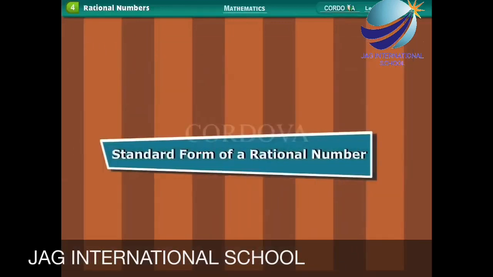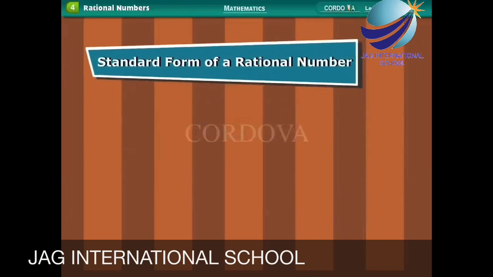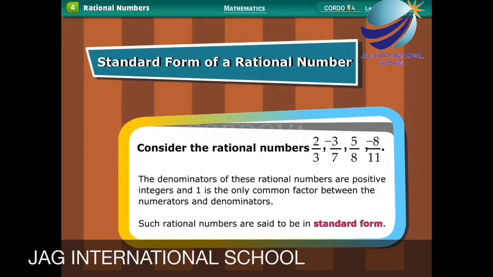Standard form of a rational number. Consider the rational numbers 2 upon 3, minus 3 upon 7, 5 upon 8, minus 8 upon 11. The denominators of these rational numbers are positive integers, and 1 is the only common factor between the numerators and denominators. Such rational numbers are said to be in standard form.